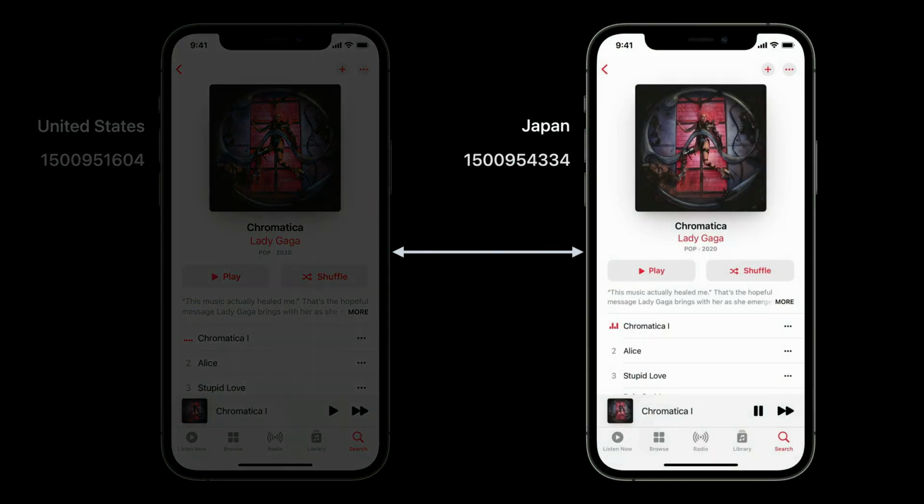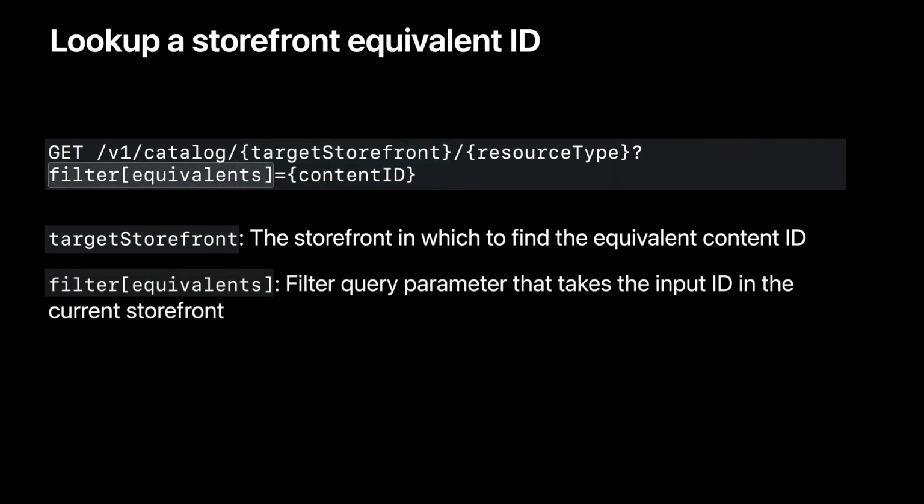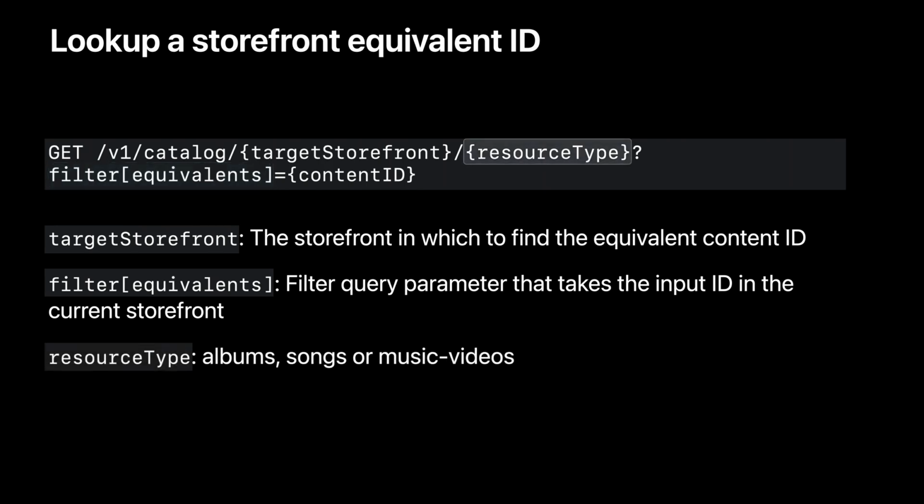In order to solve this problem, we need to get the equivalent content ID in the target storefront. So in this example, given the content ID for this album Chromatica in the US storefront, we need to find the content ID which represents this album in the Japan storefront. Here is the API that returns the equivalent in the target storefront. It takes a target storefront in the path and a filter query parameter that takes a content ID in the current storefront. This API supports fetching equivalents for albums, songs, and music videos.